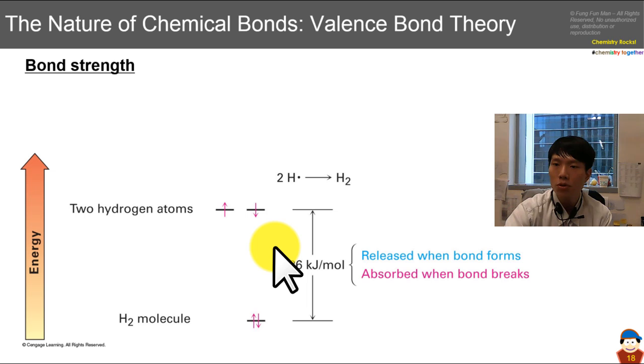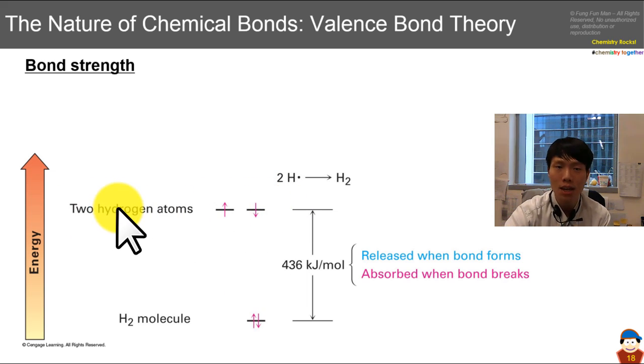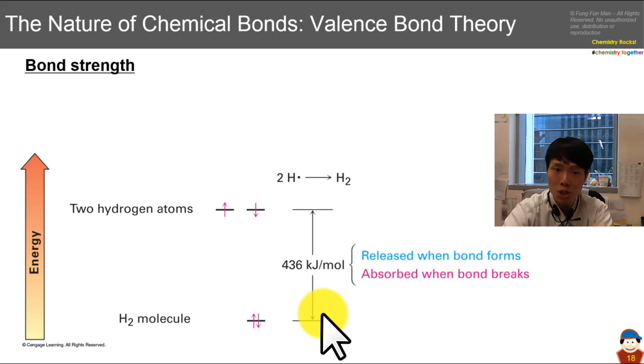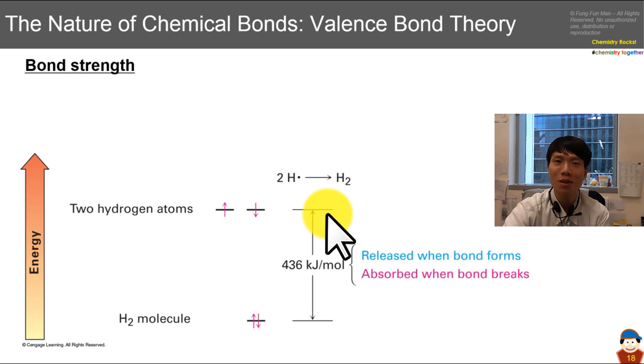Now in this figure, we show the relative energy levels of two hydrogen atoms and the H2 molecule, right? So the H2 molecule, the hydrogen molecule, has 438 kilojoules per mole less energy than the two separate hydrogen atoms. You see, these are free hydrogen atoms, very high energy because they're not bonded yet, but when they form the bond with each other, they release this much energy. So conversely, when I want to break the bond of H-H, I need to supply 436 kilojoules per mole to break it apart.